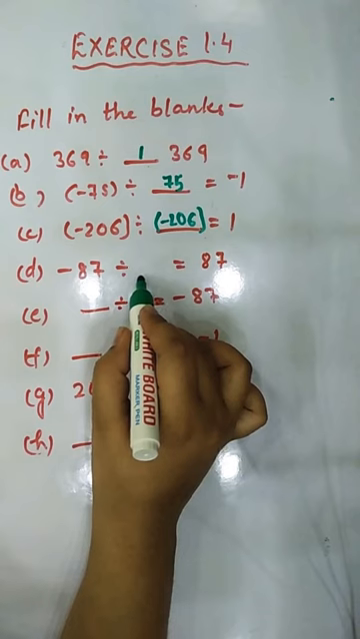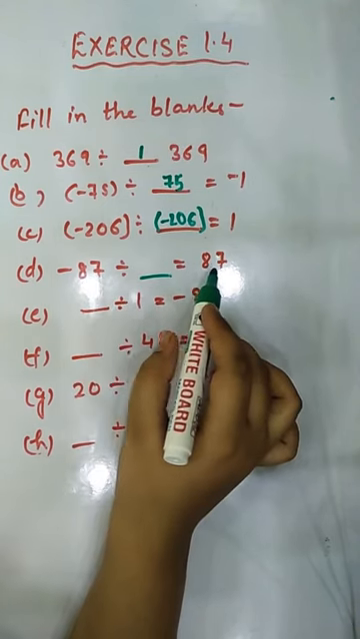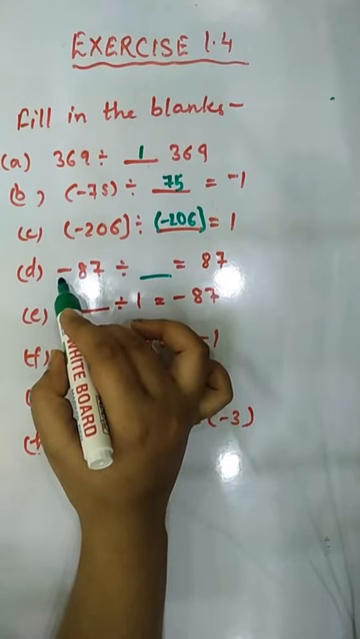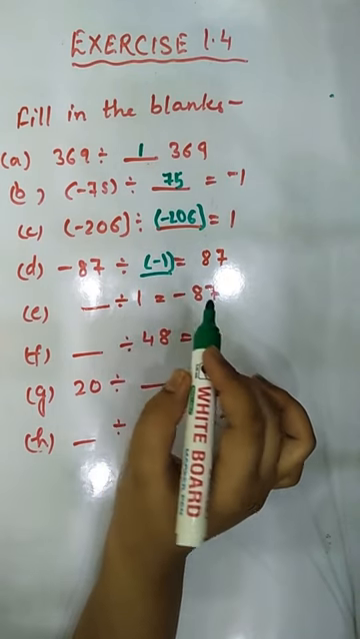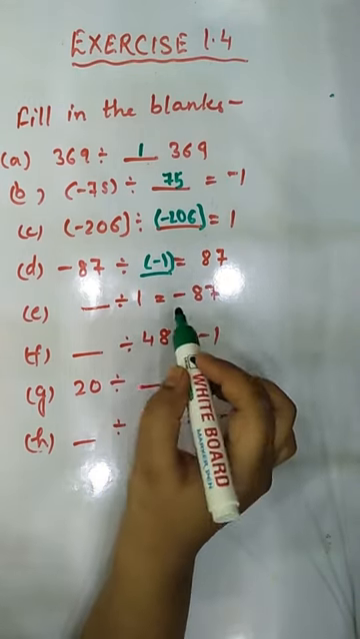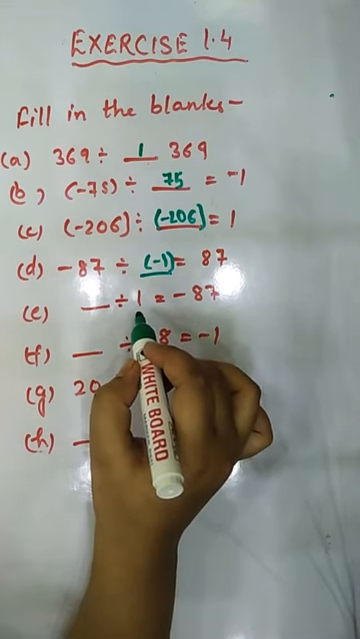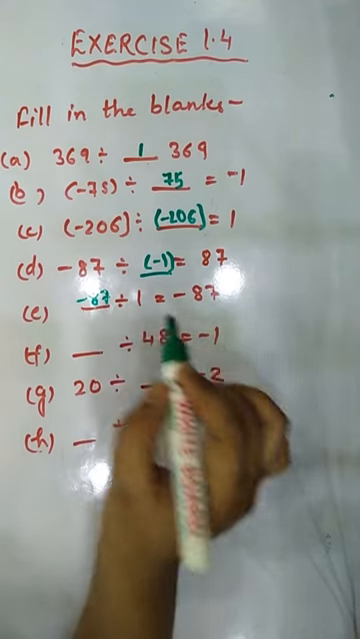87 is already there. By which number should you divide so that it will become +87? So I have to remove this minus sign. So what will I do? -1. Then E part, 1 is already divided by which number was there? -87 itself.